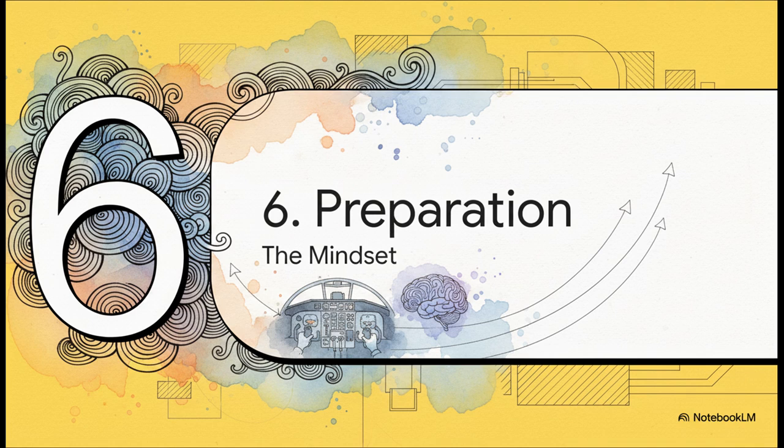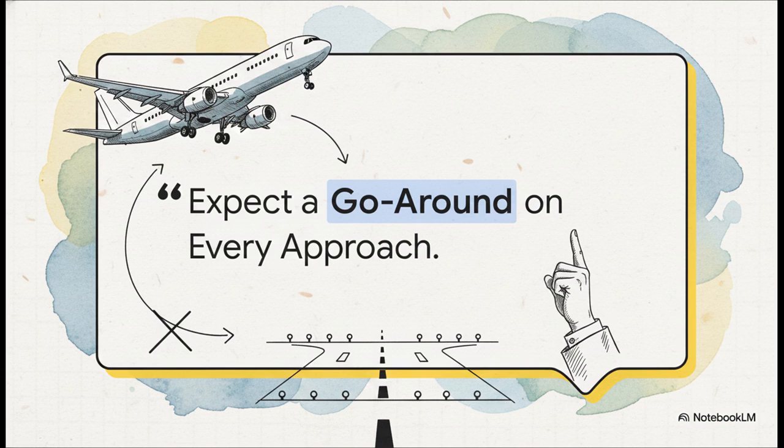Section 6, Preparation, Conclusion, and Your Mindset. The ultimate defensive strategy boils down to one simple phrase: expect a go-around on every approach. You need to absorb this and make it your permanent mental default. The source text says this needs to be deliberately briefed as an element of every approach based on your company SOP. And I mean deliberately briefed, not just mumbled through like a script while you're staring out the window.